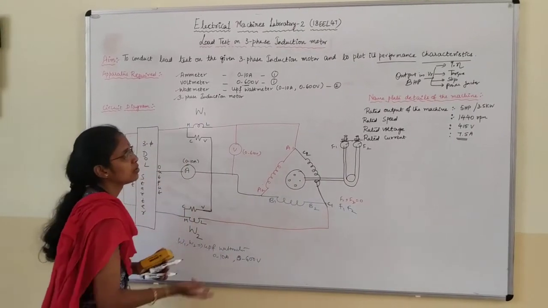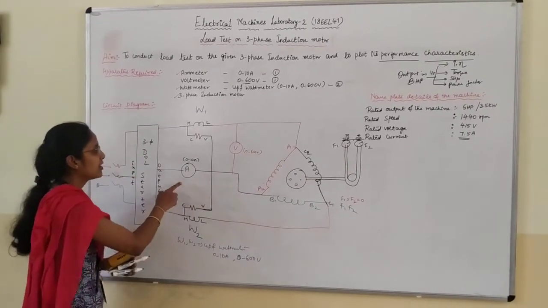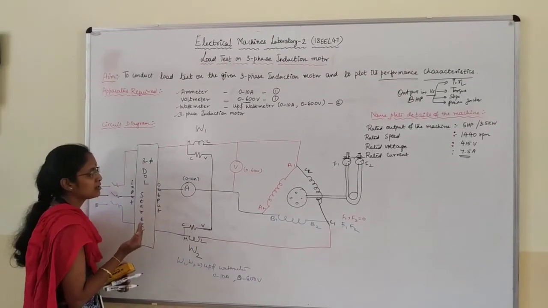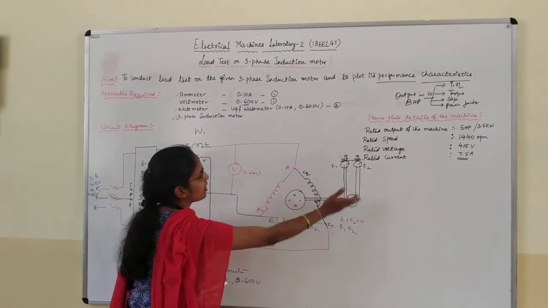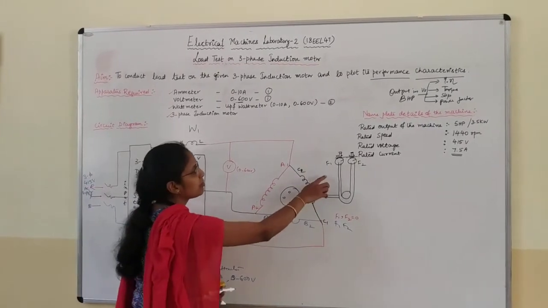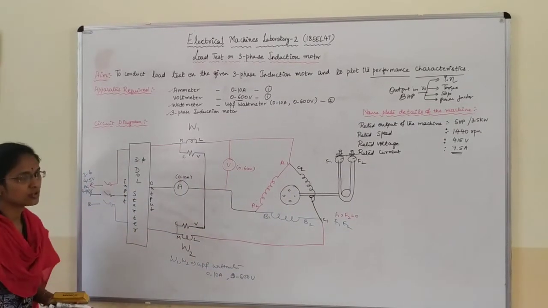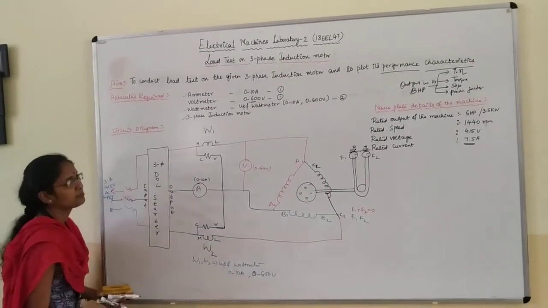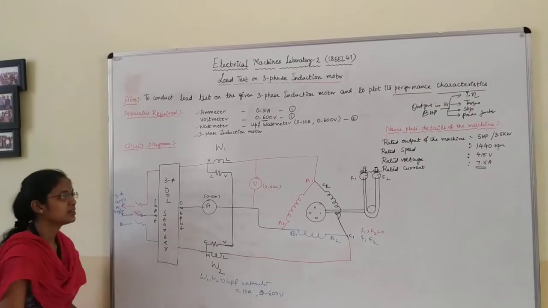Similarly, again we have to load the motor by increasing F1 and F2 in such a way that the current is increased by another 1 ampere, and note down the readings W1, W2, current, voltage, F1 and F2. Like this, the step will be carried out by varying F1 and F2 till the rated current, at least 6.5 amperes, where you can stop the experiment. After that we need to unload the motor, and we have to switch off the supply.